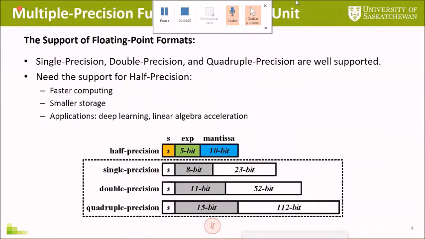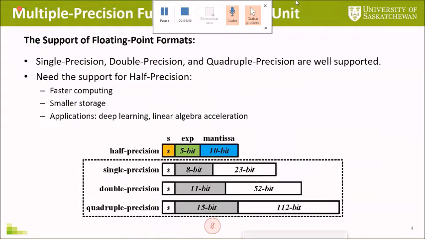The IEEE 754-2008 standard defined the floating point format, single precision. In the block diagram: sign bit 1 bit, 8-bit exponent and 23-bit mantissa, in total 32 bits; then double precision and quadruple precision. But in recent DNN applications, many people realize that half precision, which is 16-bit, might be big enough, or even 8-bit, even smaller bit widths would be good enough.